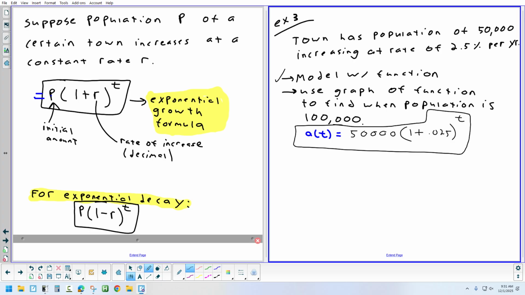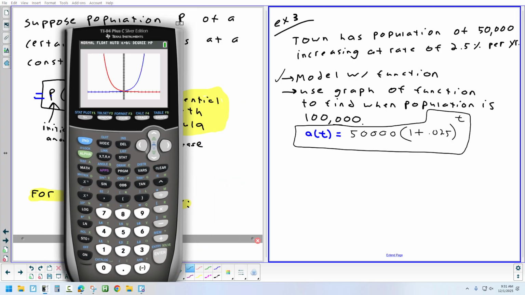Now we're going to graph that. So we're going to need 50,000 times, and what do you get if you simplify what's inside the parentheses? 1.025. Yep, 1.025. You do have to use x as the variable when you're doing it on the calculator. All right, so we are starting with an initial population of 50,000 people, and it's never decreasing. So it doesn't make sense to look at anything lower than 50,000. It's going to go up from there.